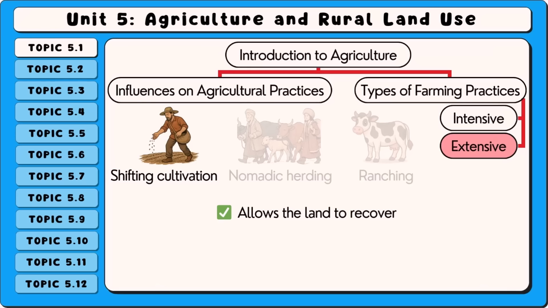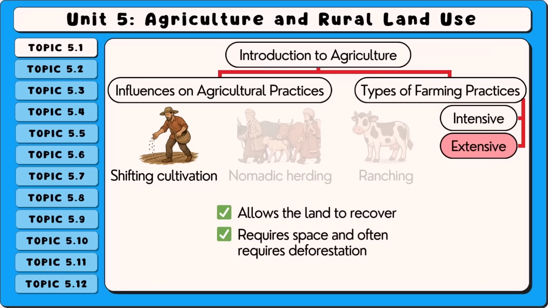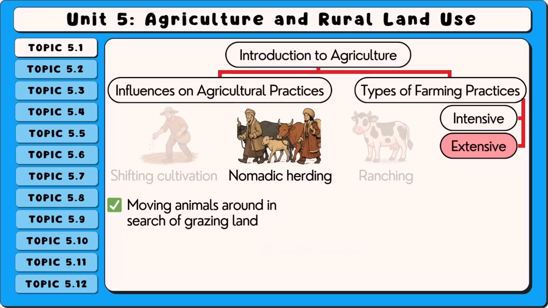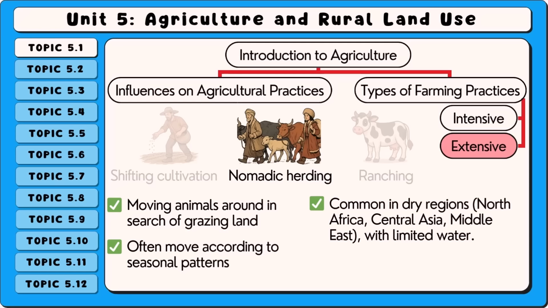This cycle allows the land to recover, but it requires a lot of space and can contribute to deforestation. The second type is nomadic herding, which involves moving animals from place to place in search of grazing land. Herders often move according to seasonal patterns. This practice is common in dry regions like North Africa, Central Asia, and the Middle East, where farming crops is difficult due to limited water.